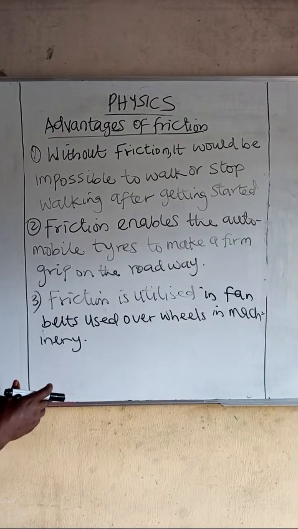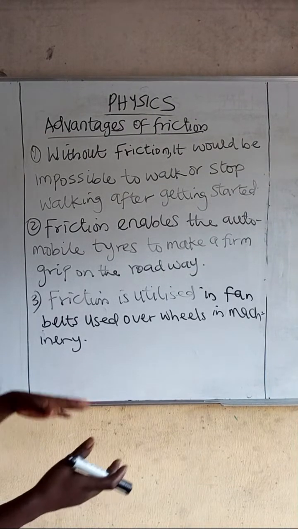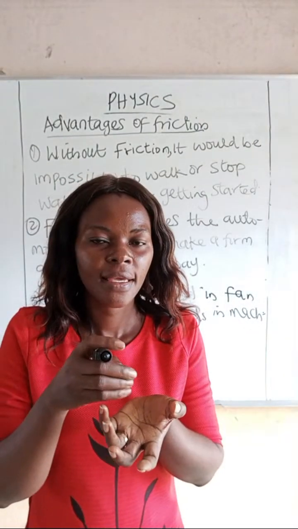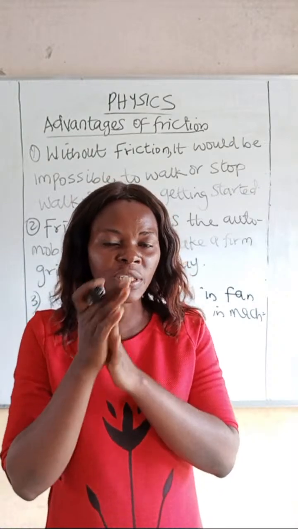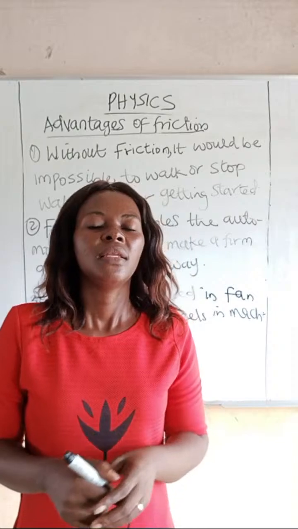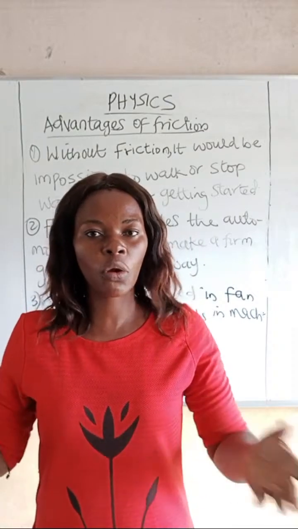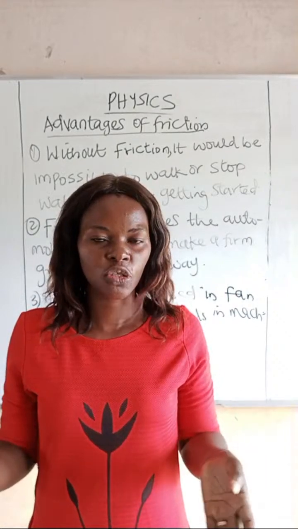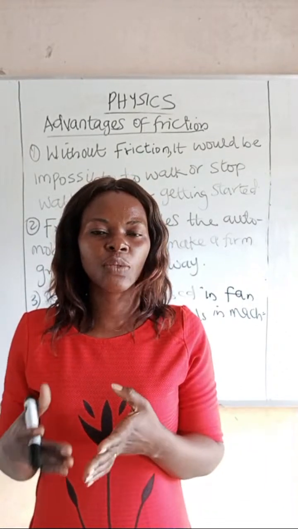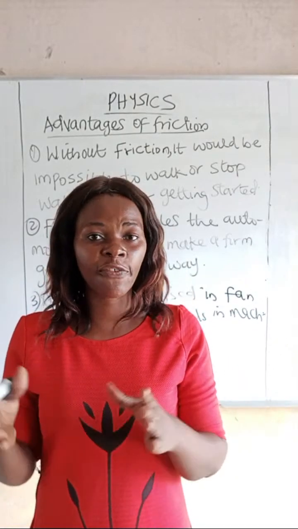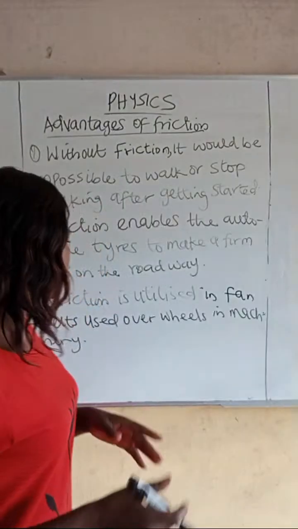To make a firm grip on the roadway, that's what I'm saying. The tires of our car are always a smooth surface. Look at the body. It's smooth, very smooth. Now, the roadway is rough. So because of that, friction can take its place. Do we understand? In as much as we have two surfaces in contact, one acting over the other, we have friction.